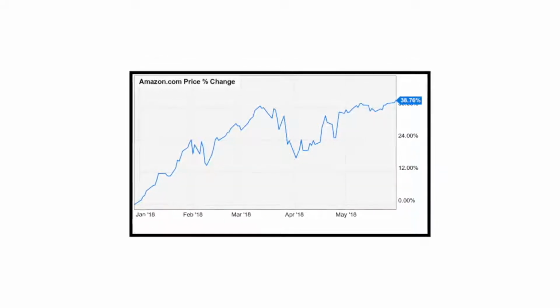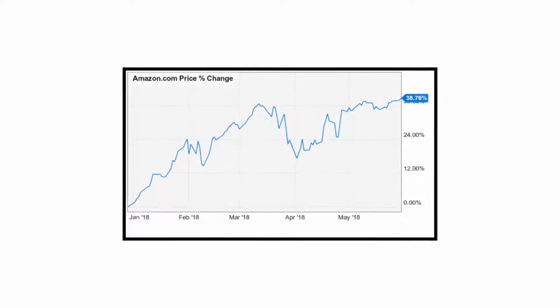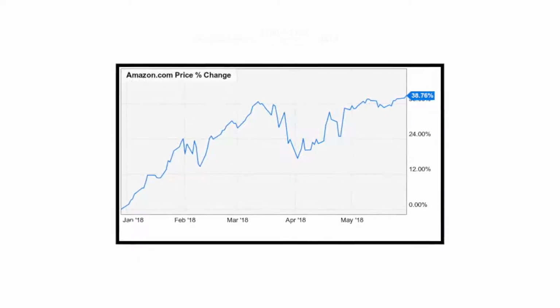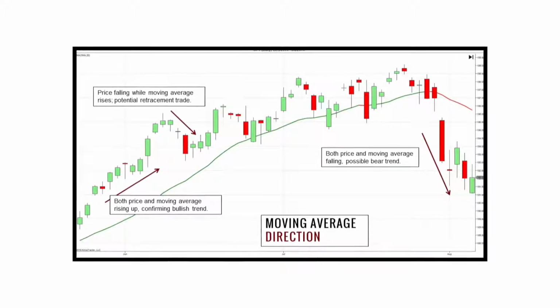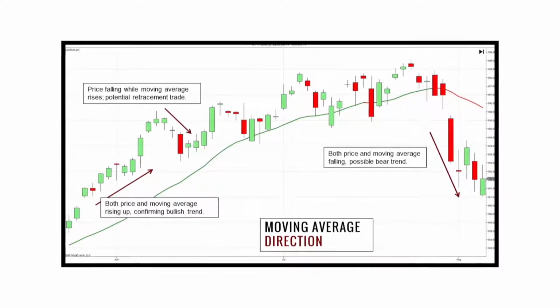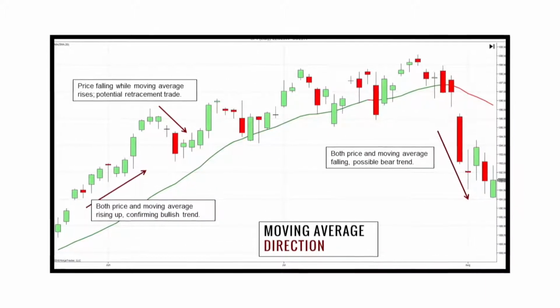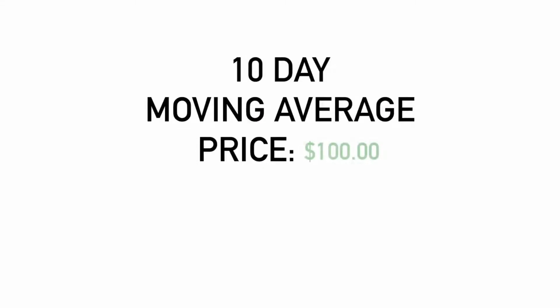What moving averages can also tell us is the average price of a stock over a certain period of time. Just like other indicators, this is figured out by a mathematical equation. The moving average takes the sum of the closing price over a certain period and divides it by that number of periods. So if you're looking at the 10-day moving average, it will take the sum of the closing price over the past 10 days and then divide it by 10.